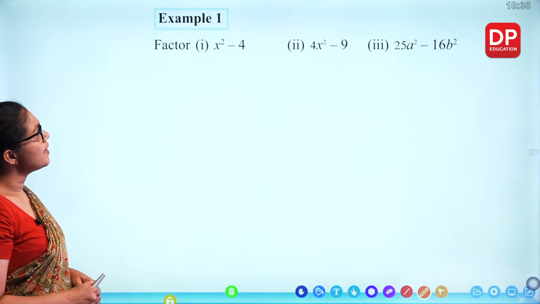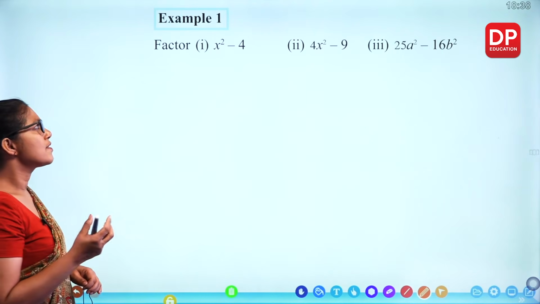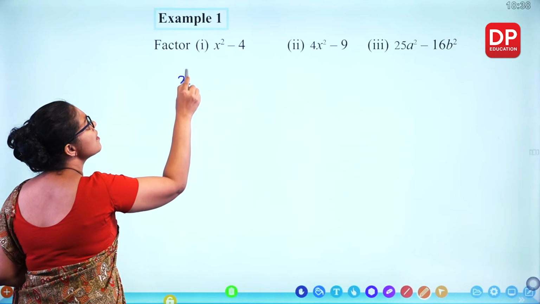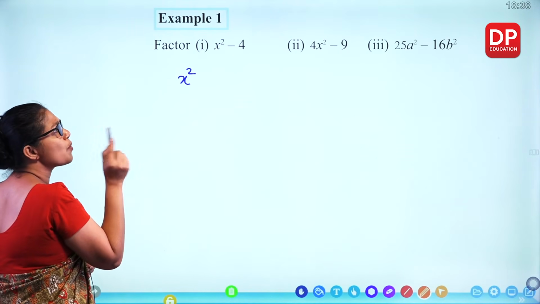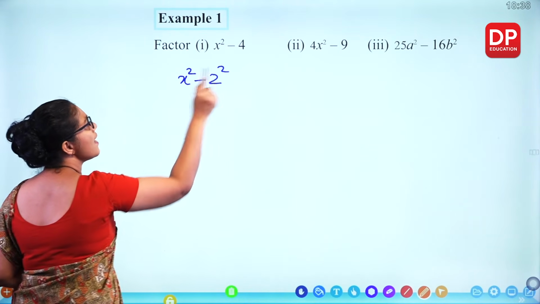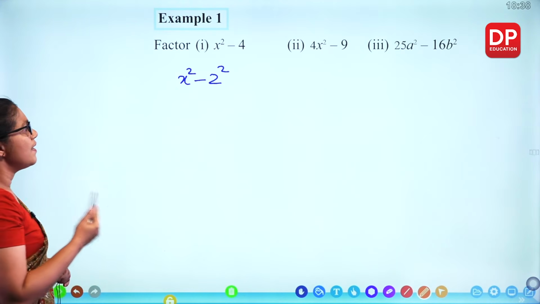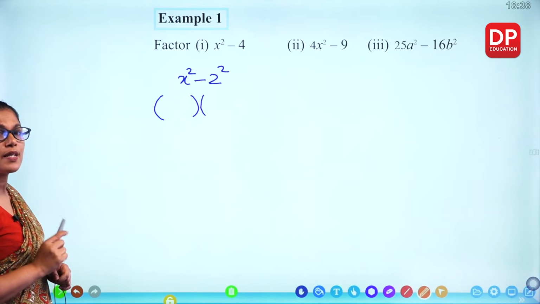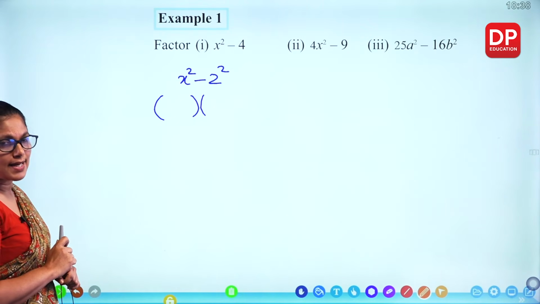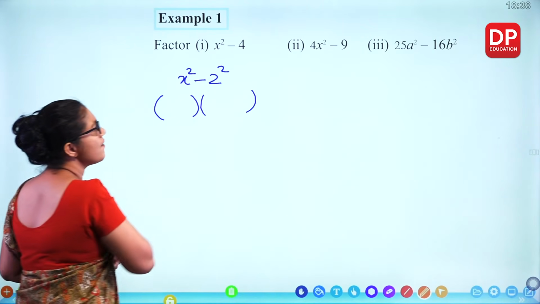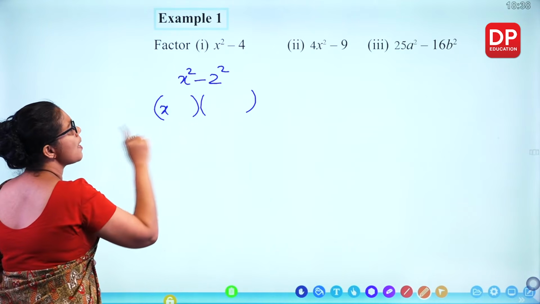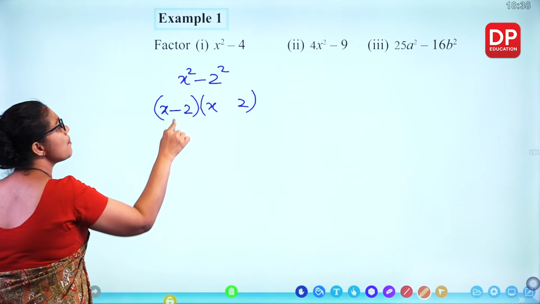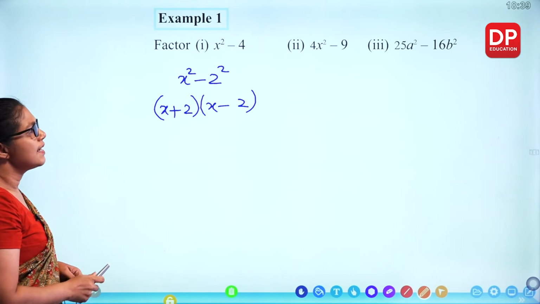So in the first one, x squared minus 4, just two small numbers are there. So straight away, can you write 4 in terms of a square number? Yes, we can write it as 2 squared. Then what you do? You have two numbers with square terms, in between a minus sign is there. So straight away you can write down the factors. First number is x, next number is 2. One is positive and one is negative.